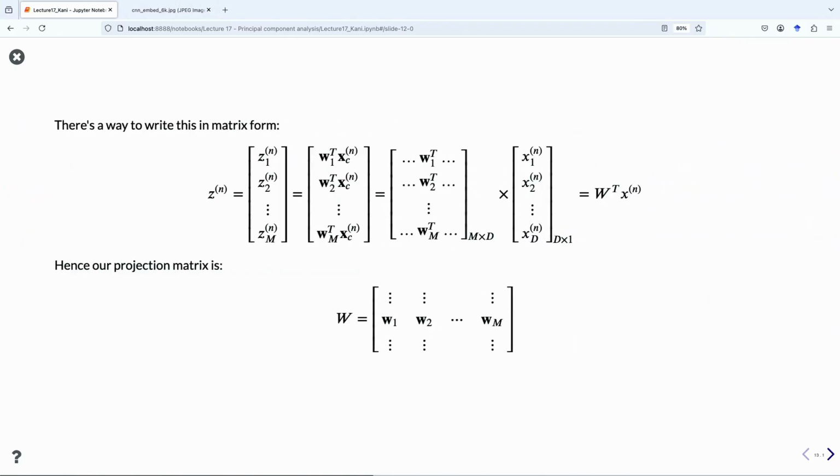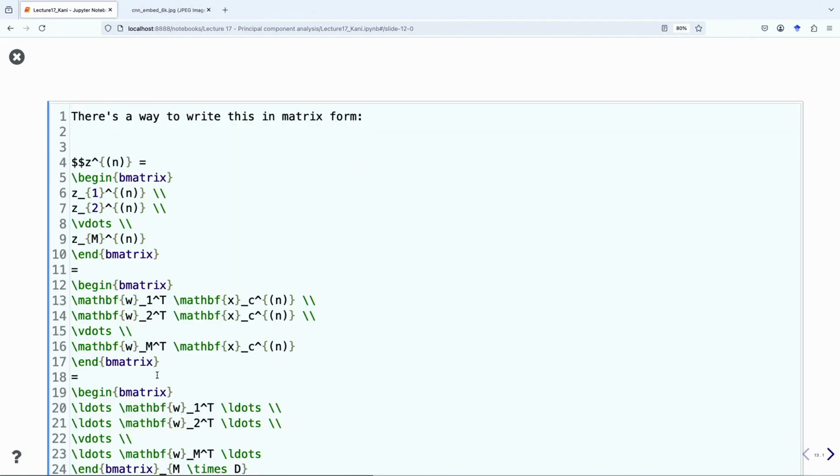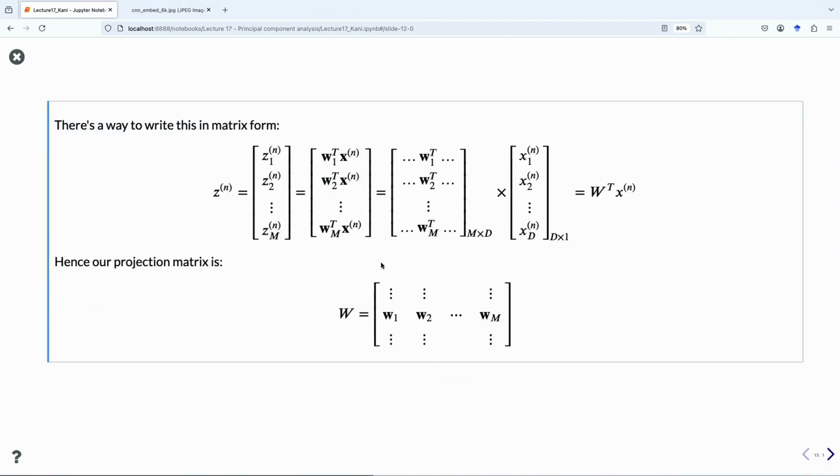So we could simplify this a bit. We could write this as matrices. Basically, we simply say each of the components of z is equal to w, the projection vector, times x, not xc. Why is the c there? Because I copied and wasn't paying attention. Bad. Okay, so each of the components of z is equal to the projection vector times x.